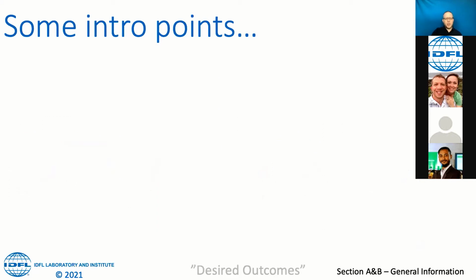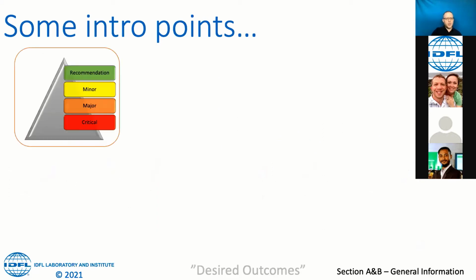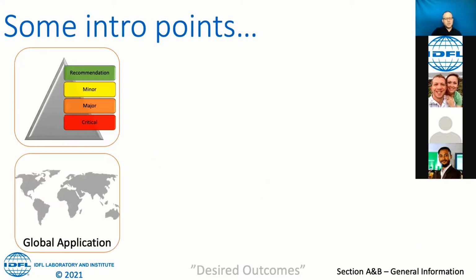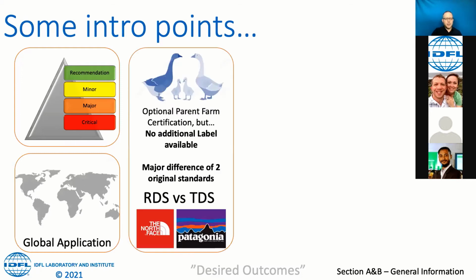Now, as we look at this, I've already addressed the recommendations, minor, major, critical. Those are just those aspects, and the CCS is applicable to the RDS. This is a globally applied standard. Early on in the development of the standard, there was a TDS, which was the Traceable Down Standard. The Traceable Down Standard was the brainchild of Patagonia, which required the parent farm to be included as part of the development.